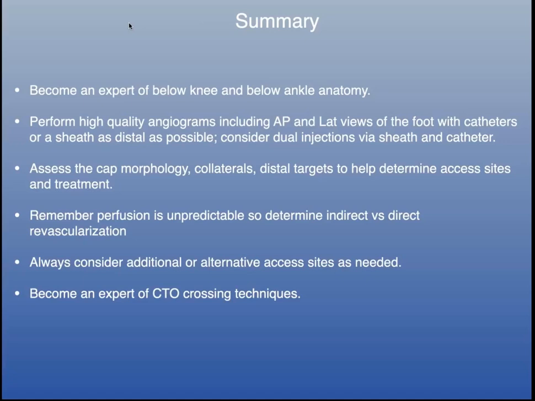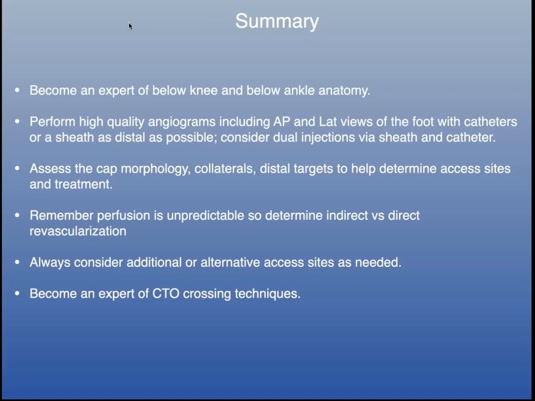Oftentimes when I'm dealing with below ankle anatomy or disease, I'll have the sheath in the popliteal artery, I'll have a catheter in as distal as possible in one of the tibials, and I'll do a dual injection, and you'll be amazed how much stuff shows up that you didn't see. Use your angiograms to assess the cap morphology, collaterals, distal targets, help determine your access sites and whether you're going to be dealing with a direct or indirect revascularization.